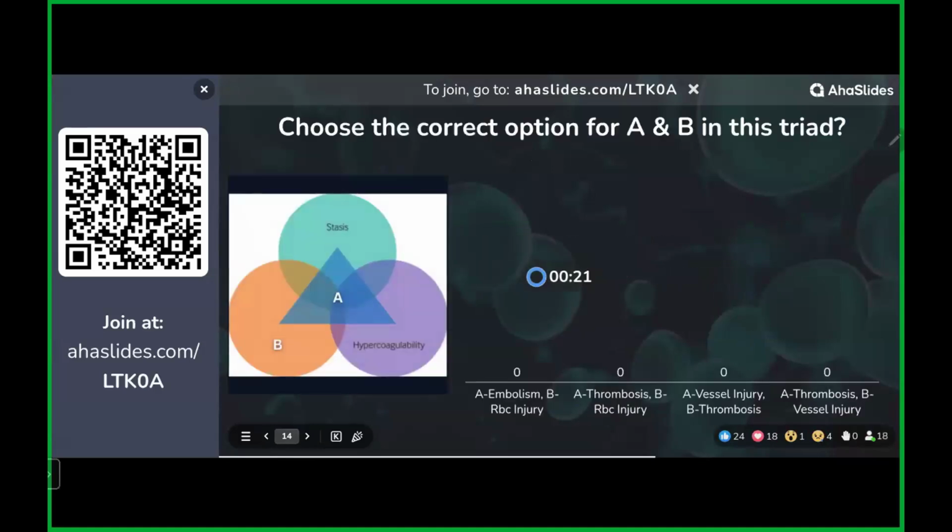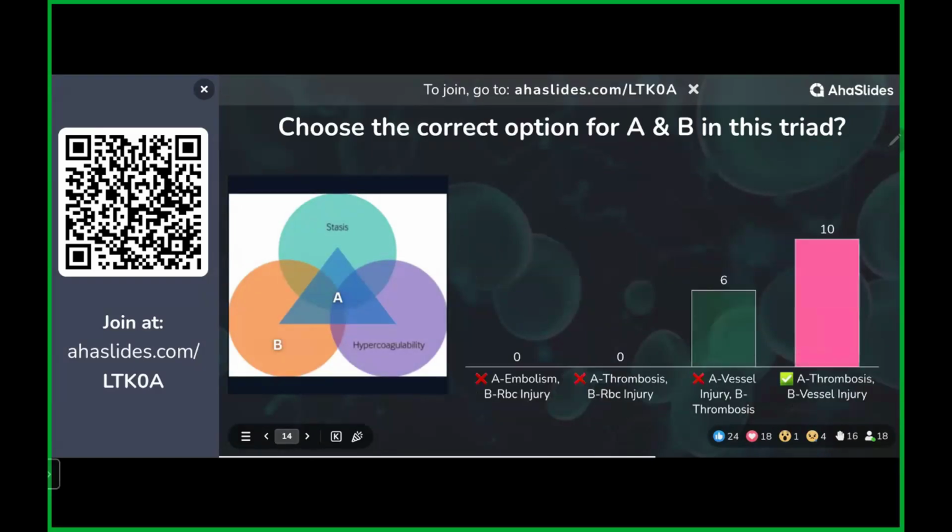I can give you a hint if you would like. You can see this triad is seen in mesenteric ischemia and also in DVT. So it covers a little bit of a surgery topic as well. Let's see who gets it. Most of them have got it right.